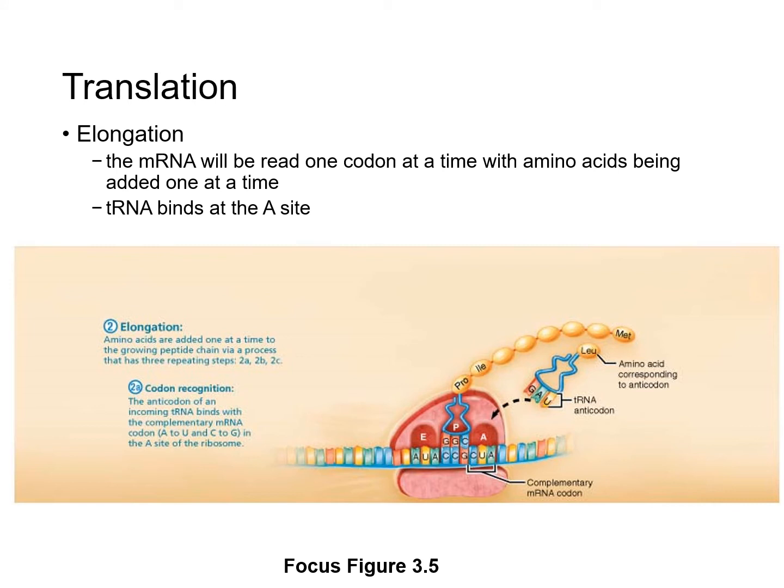The next event is elongation. The messenger RNA will be read one codon at a time with one amino acid being added.